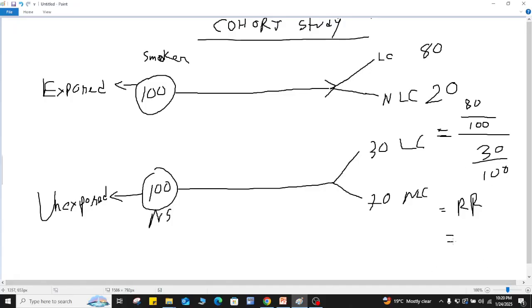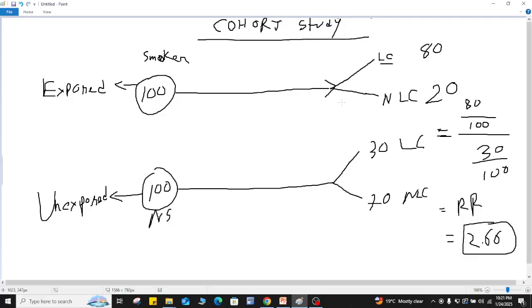Now, after simplifying this, what is the result? 80 divided by 100 and 30 divided by 100 gives the value 2.66. So 2.66 is our relative risk. What is this 2.66 telling us? This value is telling us that people who have a smoking habit are 2.66 times more likely to develop lung cancer compared to people who don't have a smoking habit.